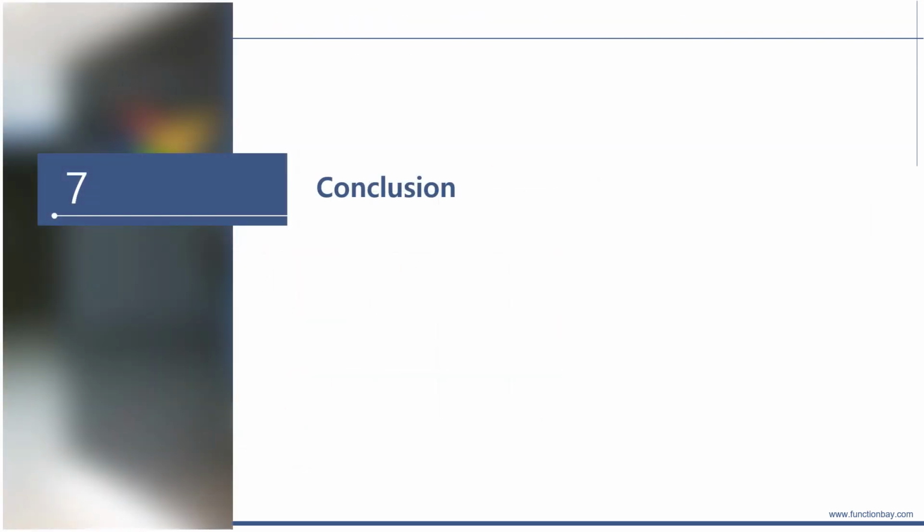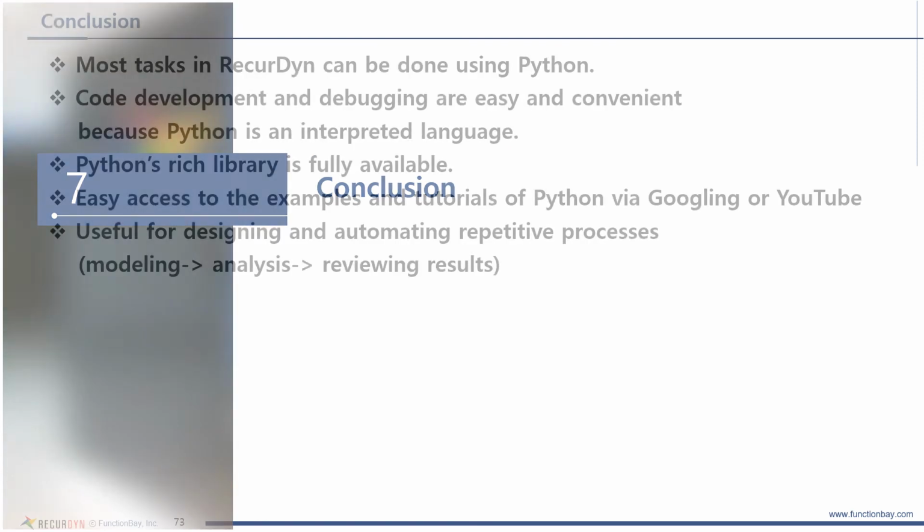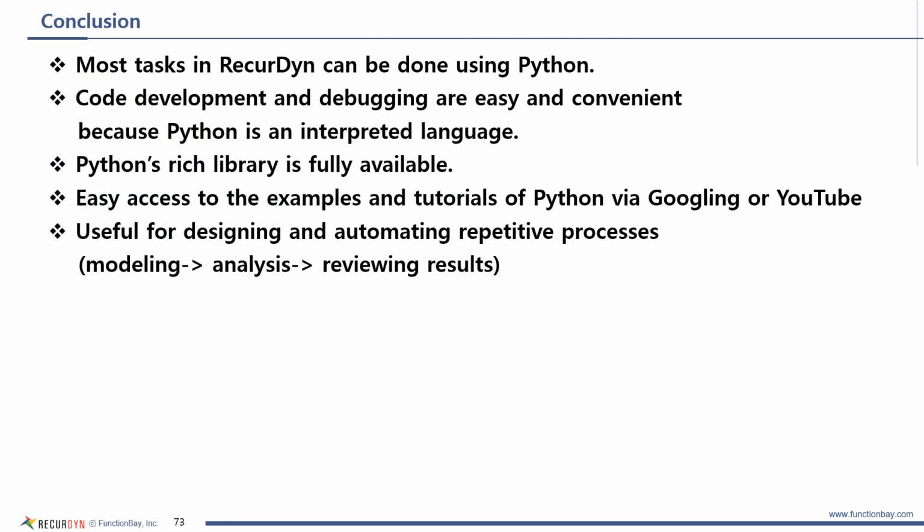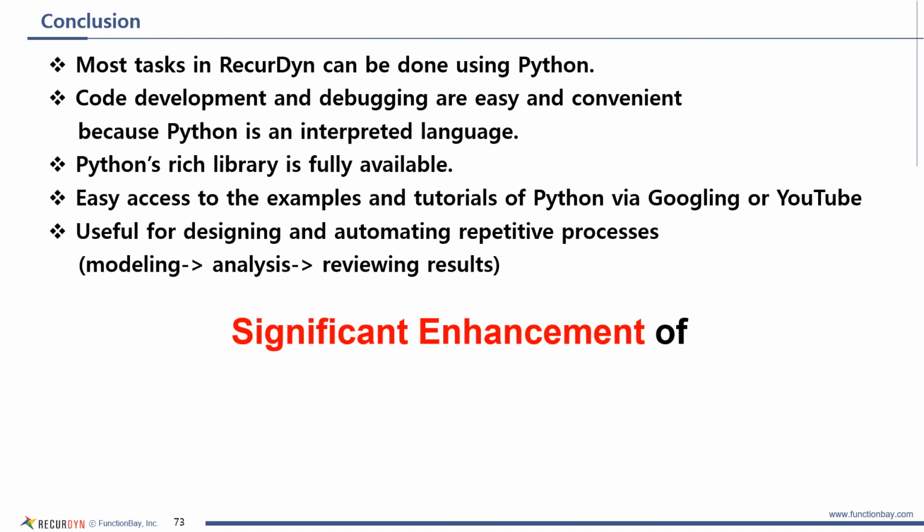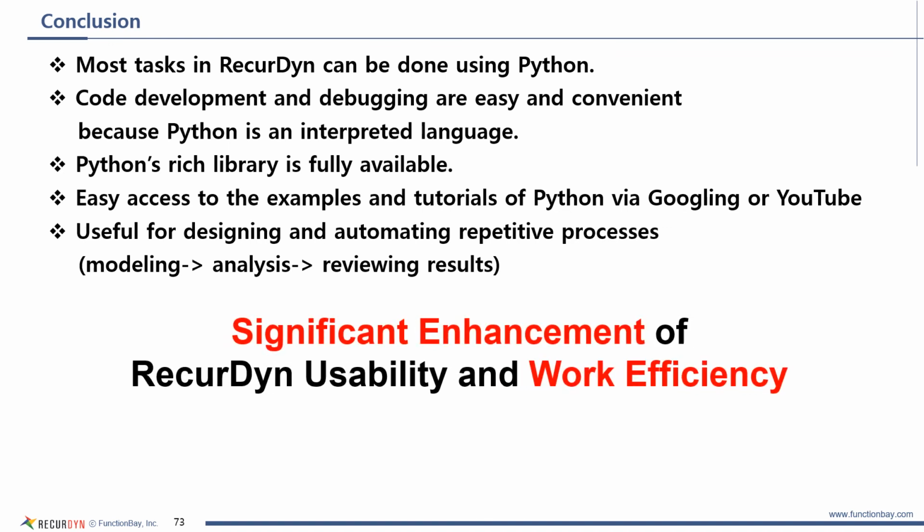Now, here is the conclusion. Being able to use Python script with RecurDyn means that the usability can be improved dramatically. By using the RDFunctions module introduced in this seminar, you can more easily use various RecurDyn functions with Python. Most tasks in RecurDyn can be done using Python, and code development and debugging are easy and convenient because Python is an interpreted language. One of the most important features is that you can also perform various post-processing tasks using Python's rich libraries.